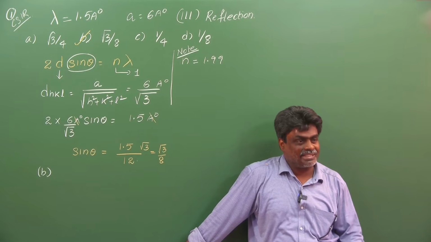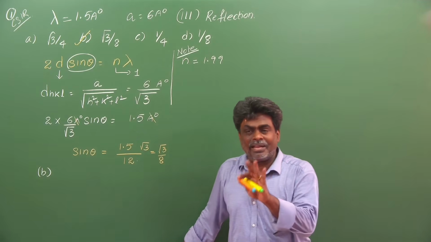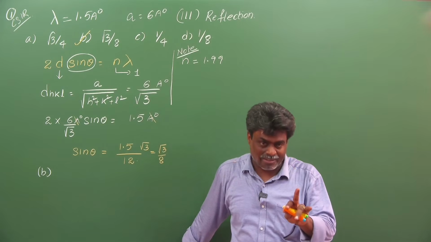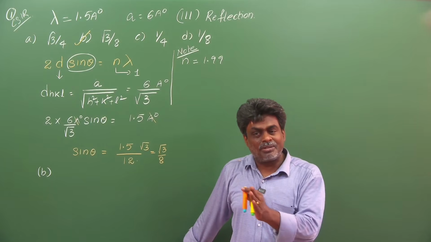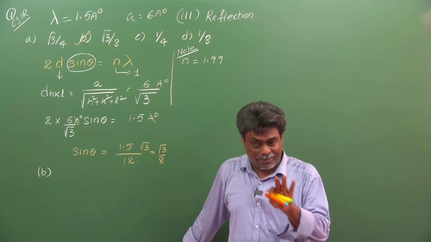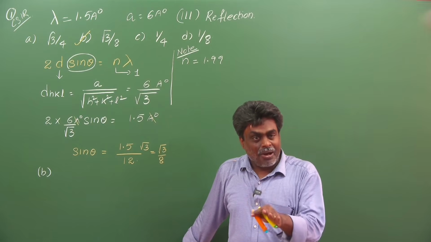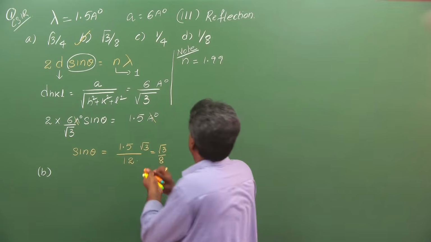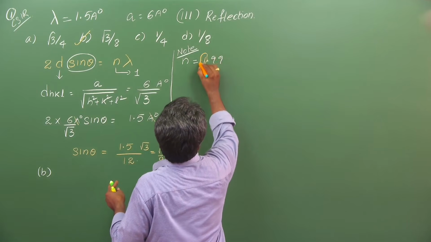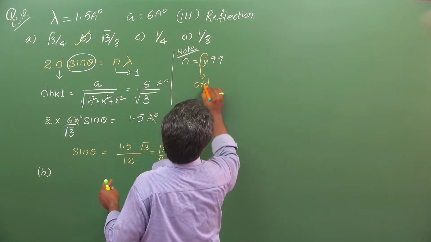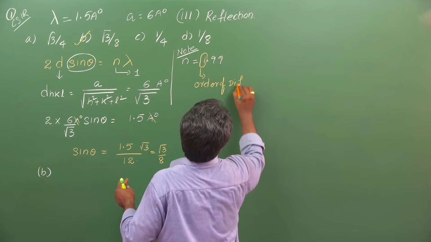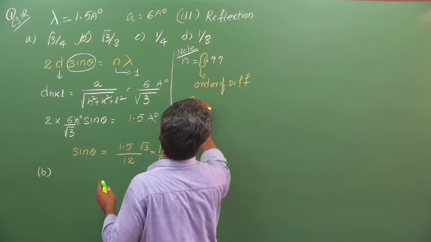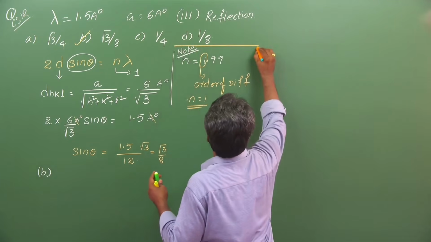It is an integer. That's why although it is 1.99999, you should take only the integral part. What is that? 1. If it is 2.00001, then only it is 2. As long as it is less than 2, the order of diffraction is 1. Are you understanding? Careful. So always we have to take this as the order of diffraction. So please remember, order of diffraction here is 1. Come on, just write a small note also.